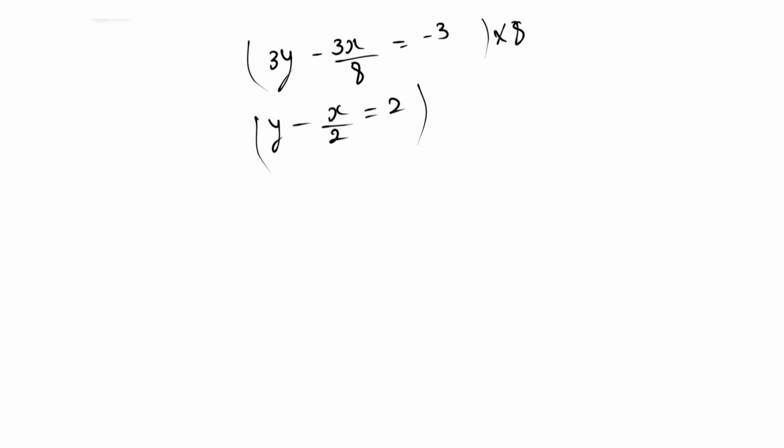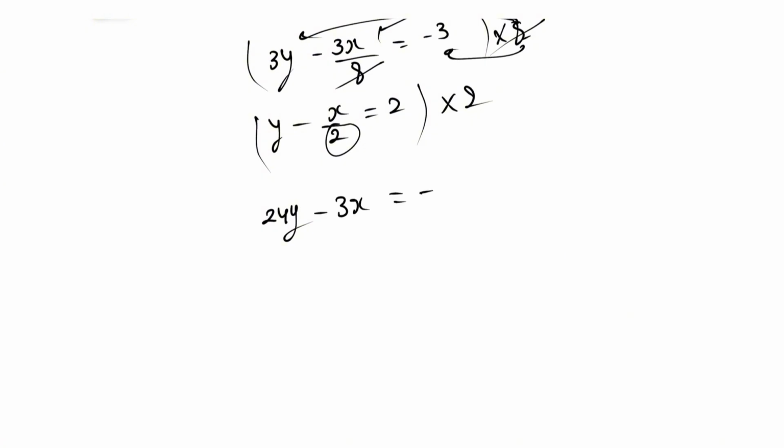The second equation, what I have in my denominator, I have 2, so I will multiply the whole equation by 2. So it will be 8 multiply 3 equal what? 24y. Then 8 multiply this. So the 8 is going to be cancelled by the 8. So it will be minus 3x. Next, 8 multiply minus 3 equal what? Minus 24. Understood?